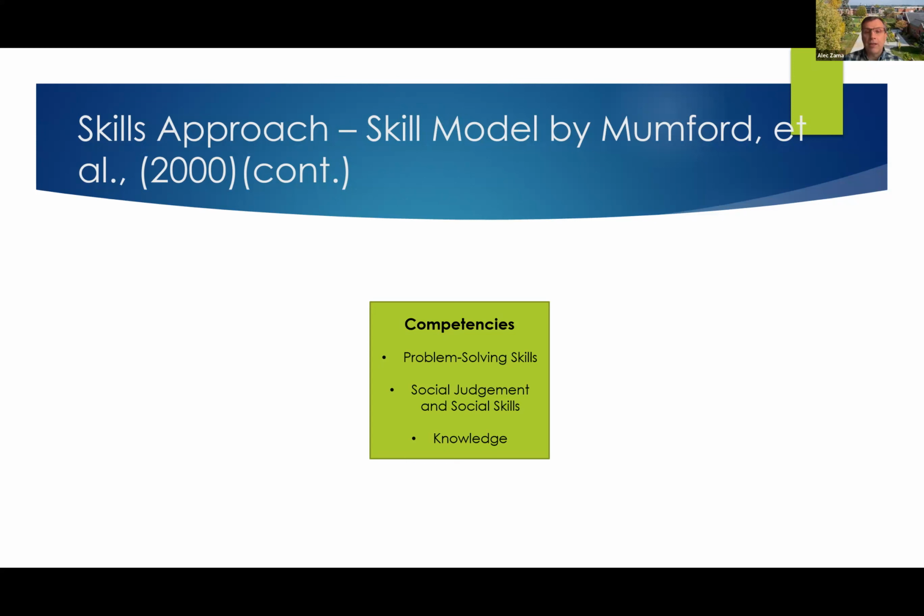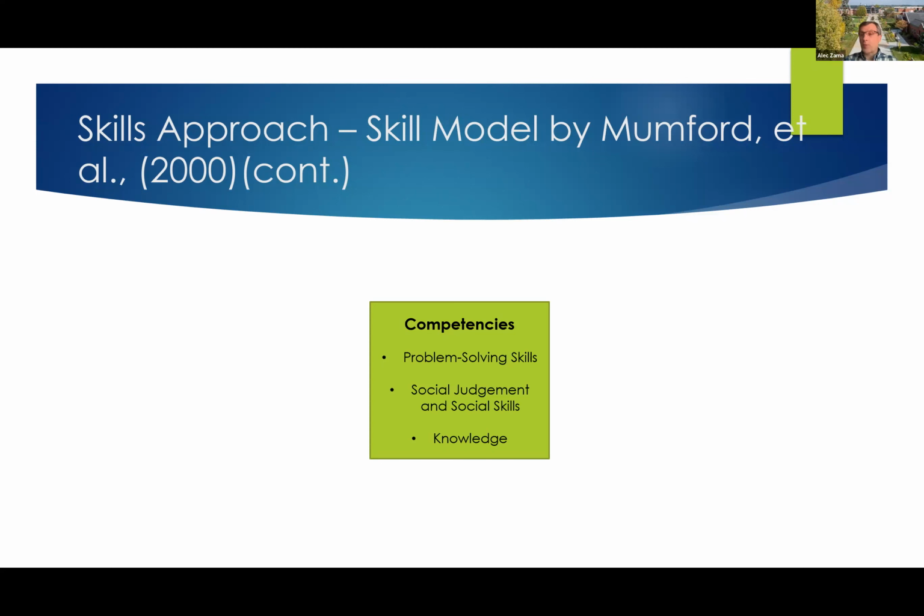The second element here is social judgment and social skills. These skills are similar to interpersonal skills, people skills, or human skills from Katz's model, but a little bit broader. Again, these skills focus on the ability to create positive relationships with others in the organization or outside of the organization. And the authors identify four distinct categories there.